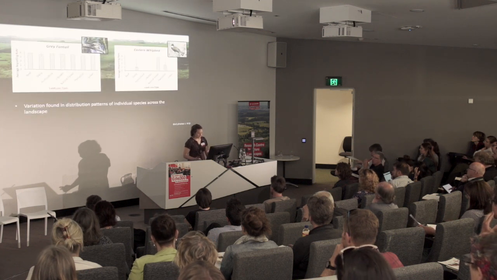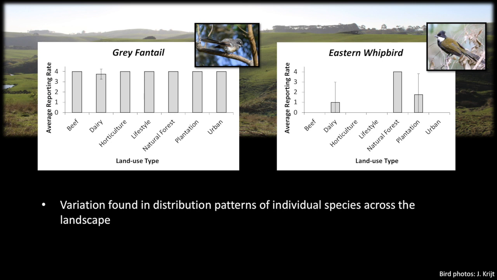Within these modified areas though, we found that there was a big variation in the distribution of individual forest species across the landscape. And here are some graphs comparing the average reporting rate of 2 forest species. So we've got the grey fantail on the left and the eastern whipbird on the right. And as you can see, the grey fantail was widespread across the landscape and had a consistent high average reporting rate in all of the different study landscapes.